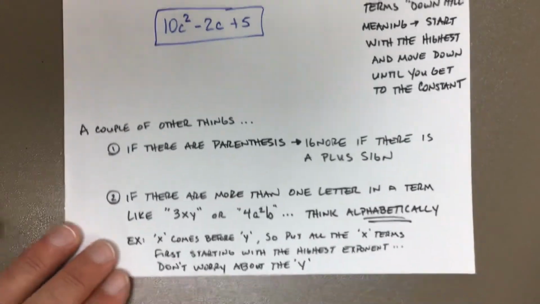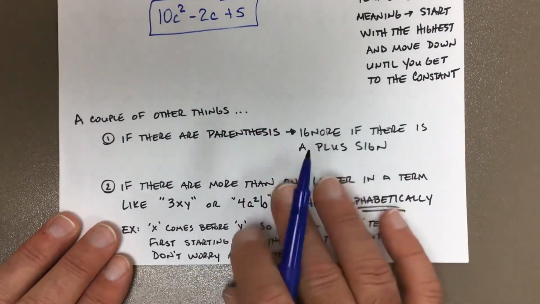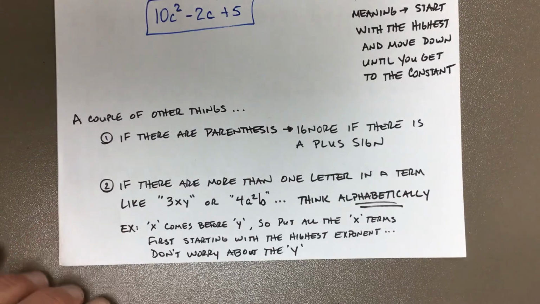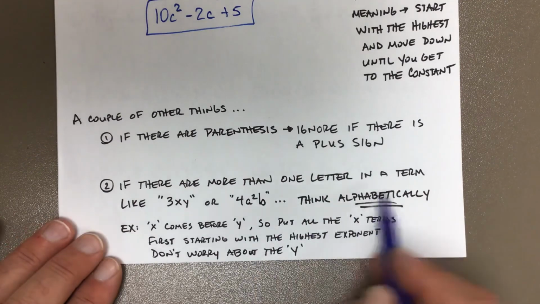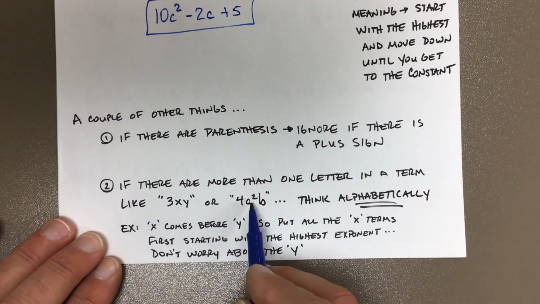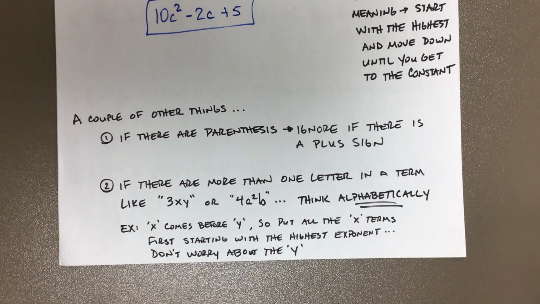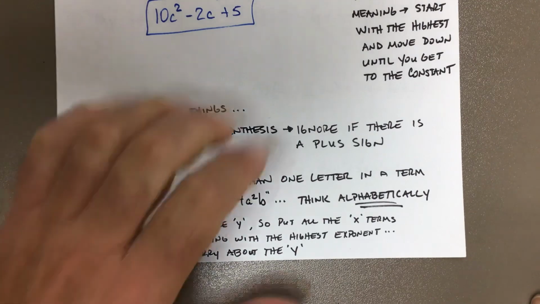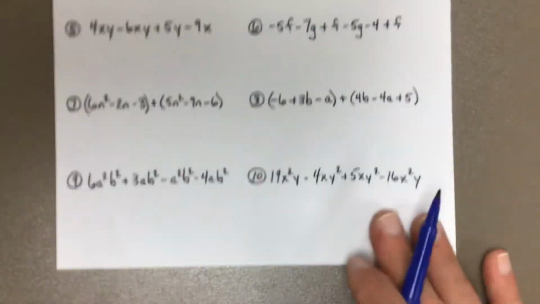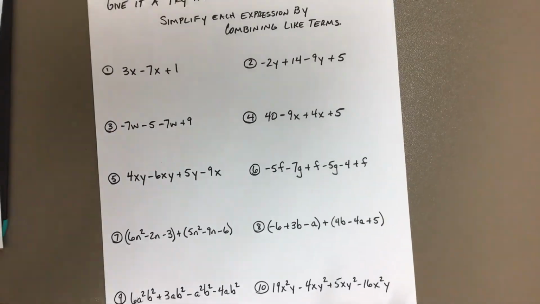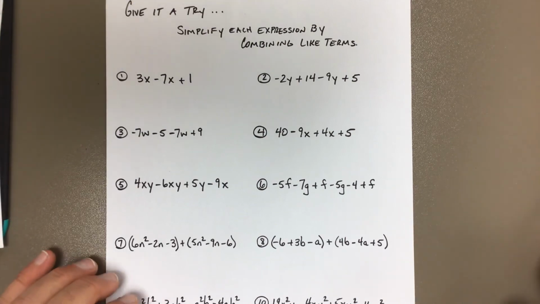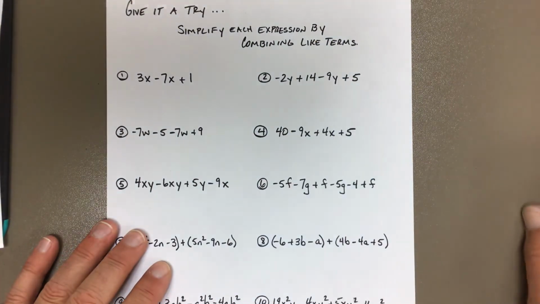So here's a couple things that you need to make sure you understand. If there's parentheses, just ignore them if it's a plus sign. If there's more than one letter in the term, like xy or a squared b, really think alphabetically. Don't get too crazy on that. Just think about it alphabetically. So now you're going to give it a try, and you're going to do these 10 problems. Simply just go through, combine the like terms, and be done.